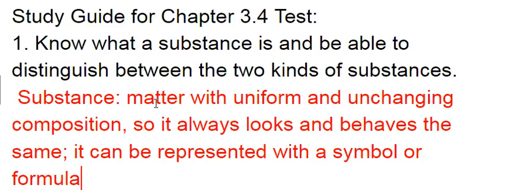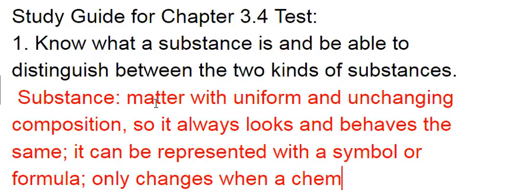But a substance is matter with uniform and unchanging composition, so it always looks and behaves the same. So we can represent it with a symbol or formula. It's only going to change if something chemical happens to it. So it's only going to change when a chemical change occurs.